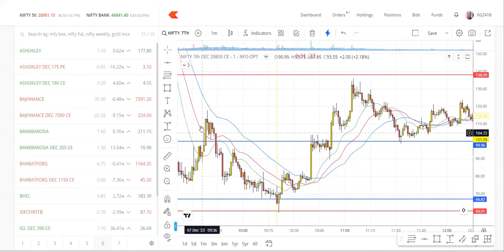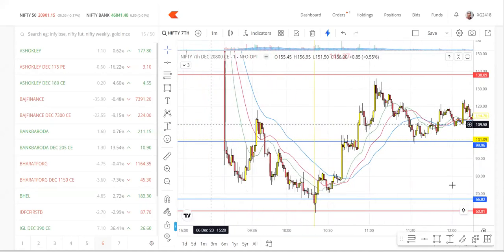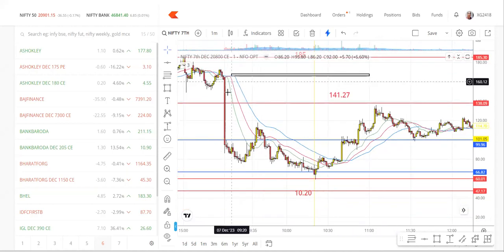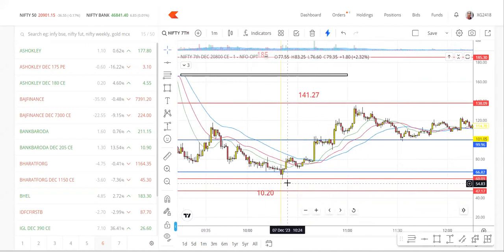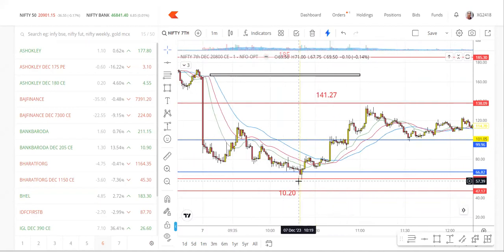See, since morning it was falling. Actually, you can see the huge fall and a push up to around 938, pushed up to 101, and later it started falling till 1020. 1020, you can see it coming to the low of 59. And see, you will be scared actually. You will be scared whether to take the trade.